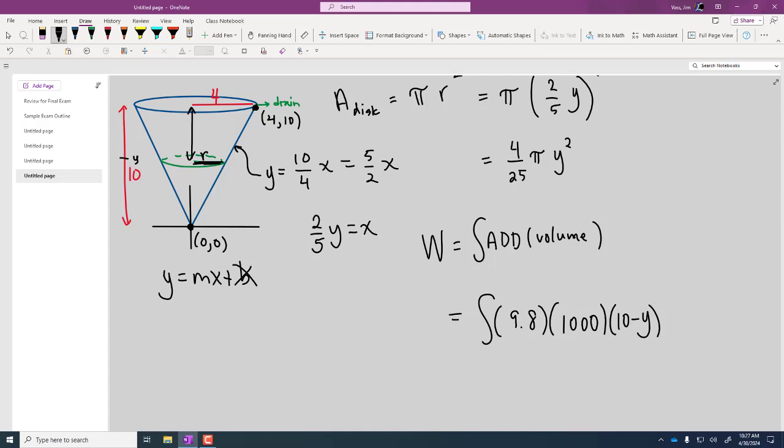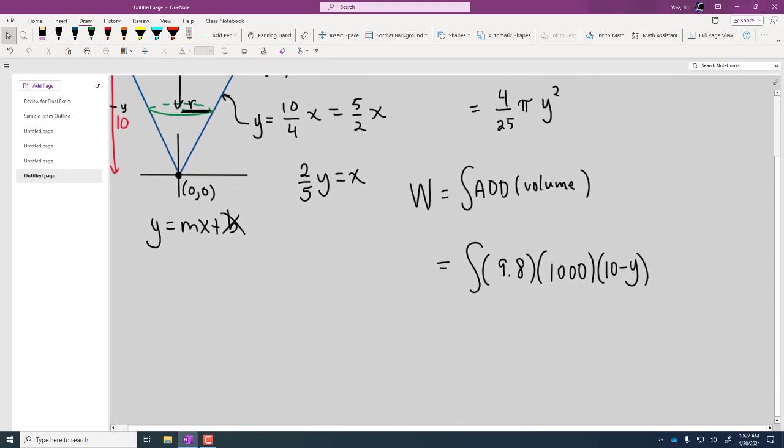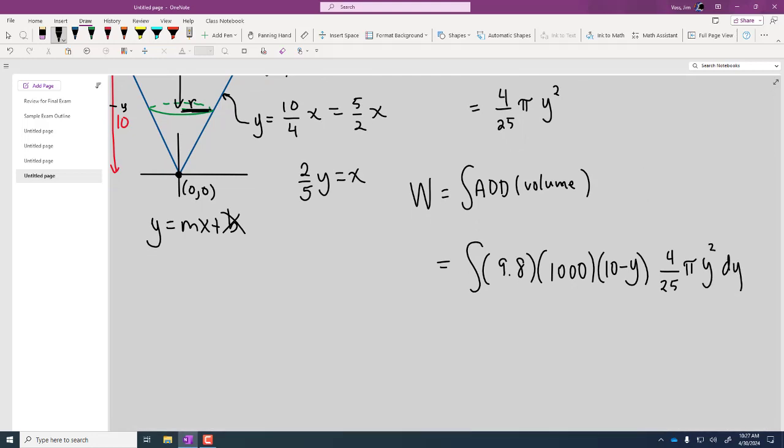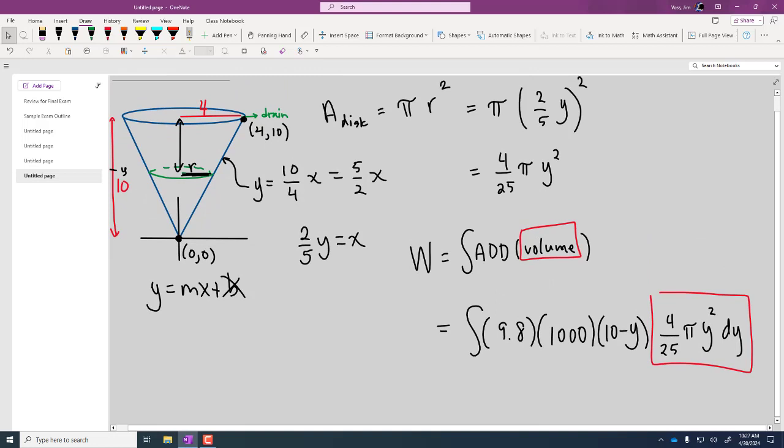So that's the distance. Now volume is not the volume of the cone. It's the volume of that little slice, that slab of water. And the volume of a slab of water or a slice of water is its area multiplied by its thickness. So there's the area multiplied by its thickness. So that right there is the volume of a slice of water. And then our limits of integration, we have all these cross sections of water from 0 to 10.